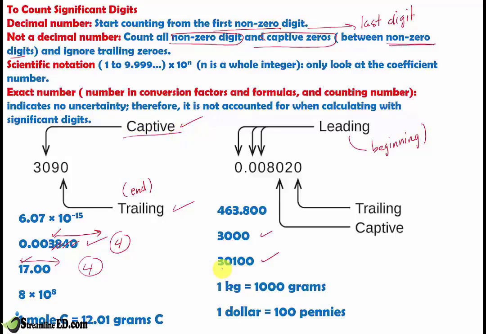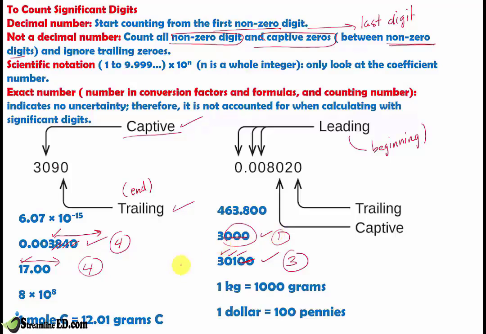In this case, we have 3, 0, 1, 0, 0. So we have 1, 2, 3. These zeros do not count because they are not captive zeros. So we have 3 significant digits here. Over here we have 3, 0, 0, 0. These zeros are not significant, so therefore it only has 1 significant digit.